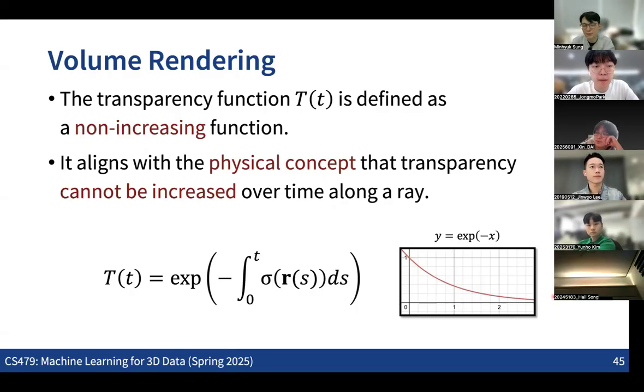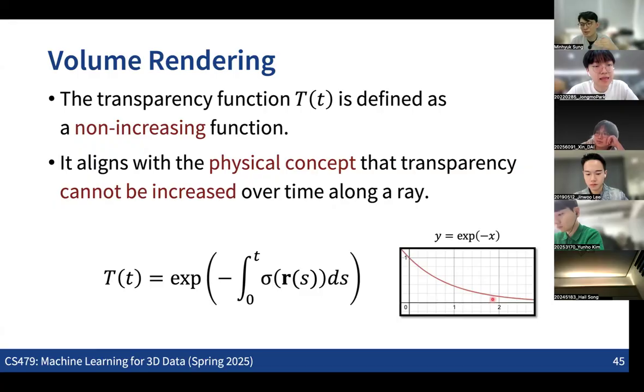It also makes sense because this is the quantity which corresponds to visibility. So as you basically go further, the visibility cannot be increased. The transparency also cannot be increased. So we are basically modeling some kind of visibility in this way, in the sense that it guarantees that the quantity becomes 1 at the very beginning and decreases over time. It cannot be increased. And it also makes the value be in the range from 0 to 1.